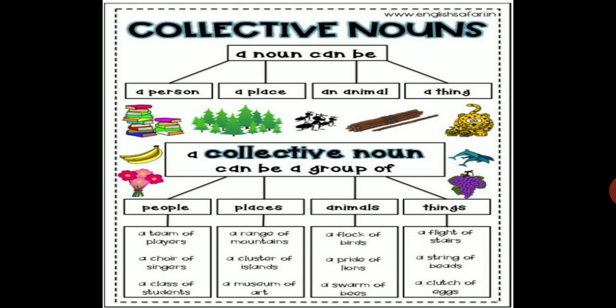Now, the animals group: a flock of birds, a pride of lions, a swarm of bees. And then things: a flight of stars, a string of beads, and we can say a string of pearls, a clutch of eggs. These are some examples of a group of people, group of places, group of animals, and group of things.